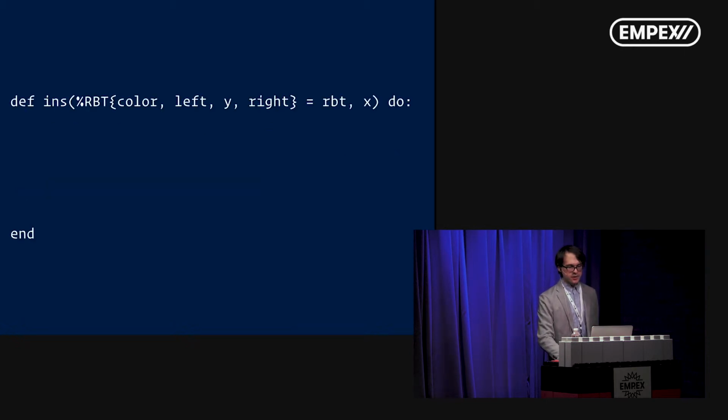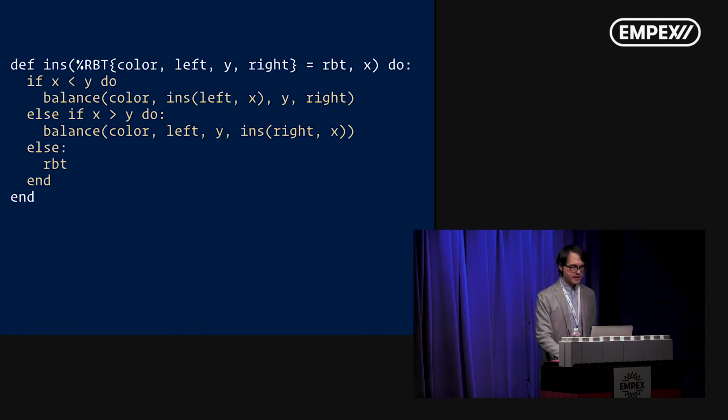So for the clause that actually inserts into non-empty trees, I am taking some liberties with Elixir syntax here just to save space. It should be color, colon, color, or left, colon, left, but you understand that. So it's like a regular binary tree insert where you look at the value you're trying to insert and what's already there. If it's bigger, you put it on the right. If it's less, you put it on the left, and if not, you return the tree that's already there.